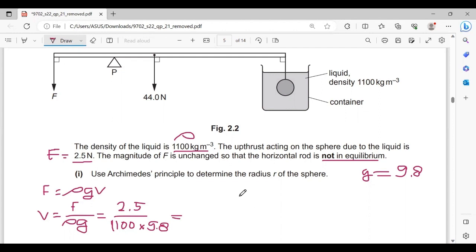Okay, let's calculate. This one becomes 2.32 times 10 to the power negative 4. This is phi. Let's continue to calculate to find R.